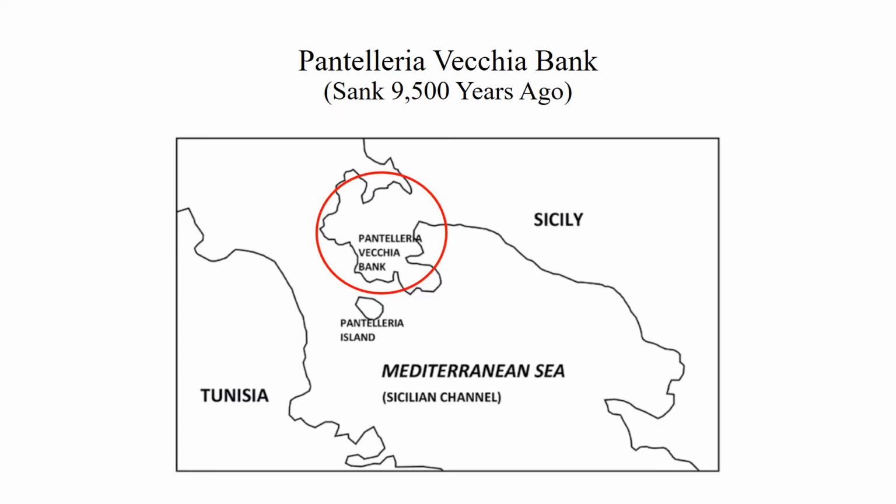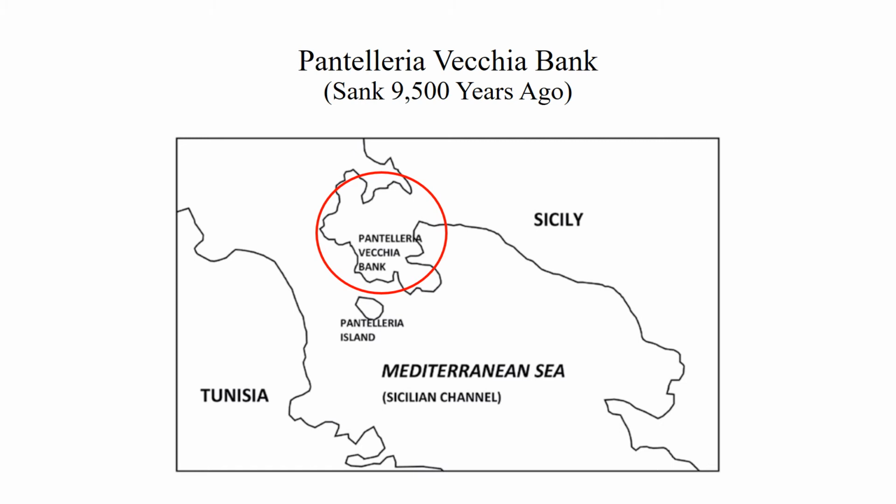Let's talk about PVB now, and this will be a short presentation. So Pantelleria Vecchia Bank. There's Pantelleria Vecchia, and then there's Pantelleria Vecchia Bank. Pantelleria Vecchia is an island that's still there, but PVB sank a long time ago. So the part that you're looking at in the red circle, I'll call it, well, it's a bank, right? I guess that means it's a protrusion, like a peninsula, but that's not really firmly connected to the mainland.